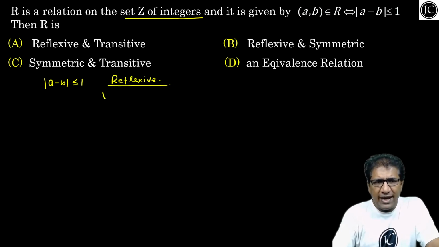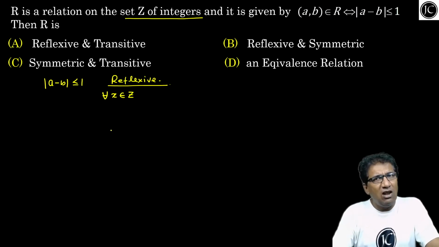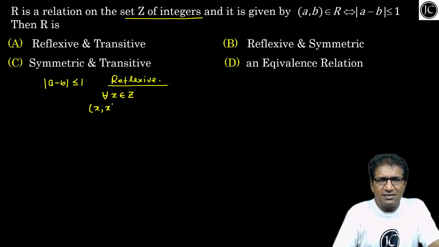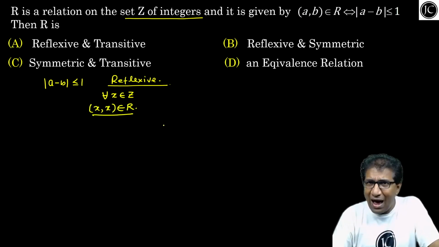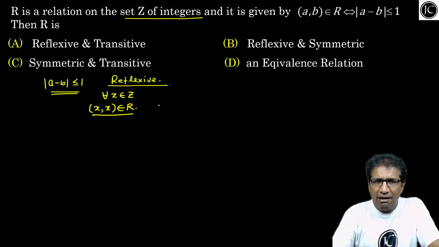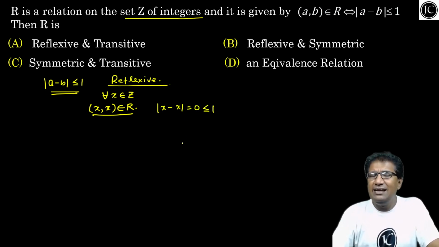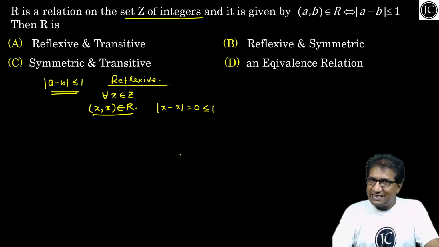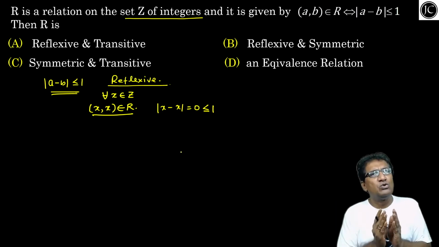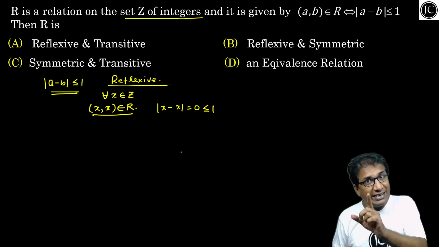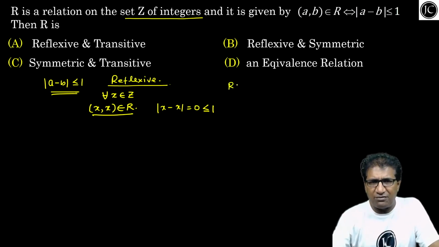So for that, what I will say, for all x belongs to Z, for all integers belonging to the integer set Z, x comma x belongs to R. You know why? Why have I written it? Because if x comma x belongs to R, it means it must satisfy this condition. Now, mod of x minus x will give you 0. And 0 is obviously less than equals to 1. Is it clear? So, for all x belongs to Z, x comma x belongs to R. It implies that R is reflexive.